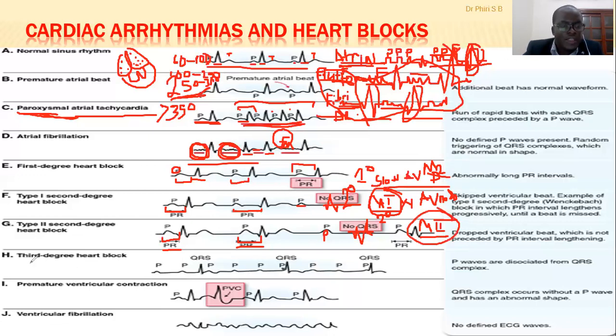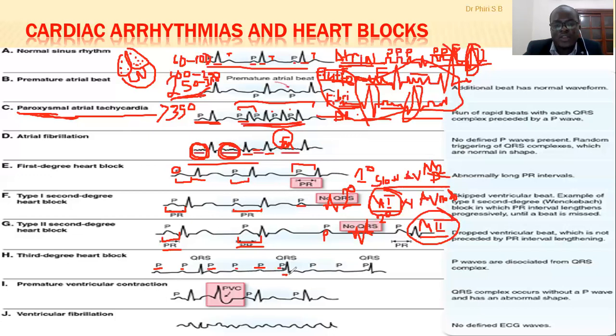Then you have third degree heart block, which means that there's complete block between the AV node and the ventricles, meaning that the atria are not contracting normally with the ventricles. So there is no correlation between the atria and the ventricles. Here you can see you have these P waves that result in contraction of the atria. You have a QRS complex. Here you have also another P wave, P wave, P wave. These P waves are not in correlation with the QRS complex.